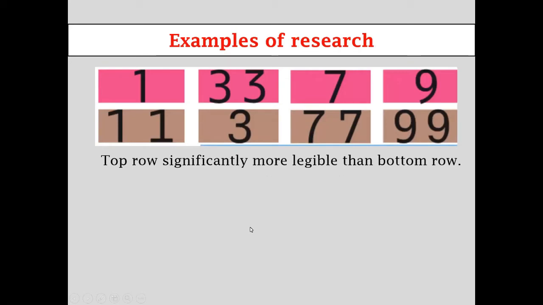And this is all backed by good quality research. Now you see here alternative forms of numerals. And you could see that research showed that the forms at the top row were more legible than those at the bottom.